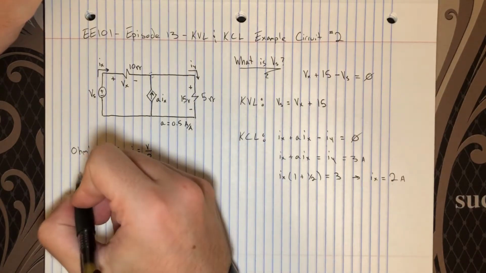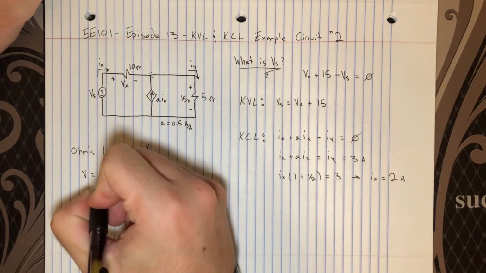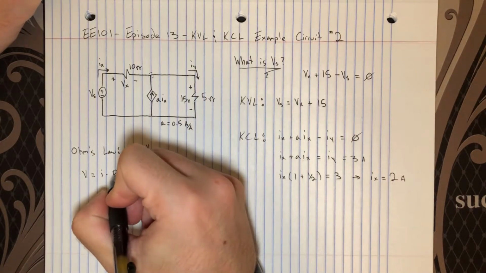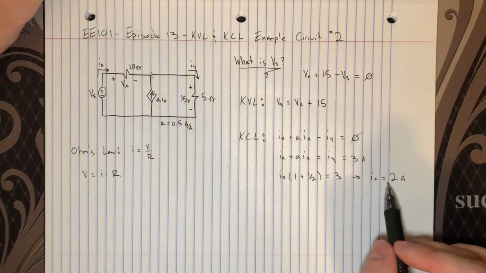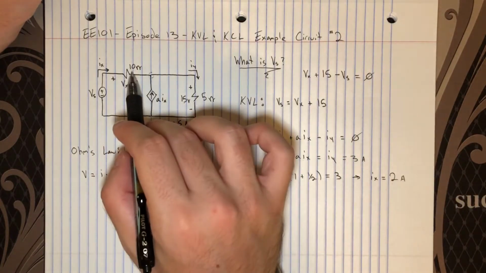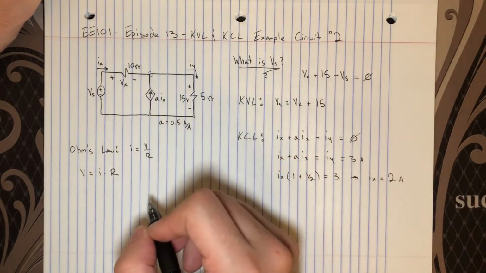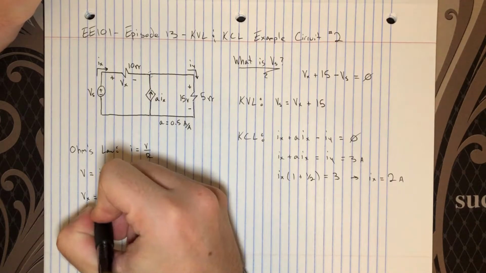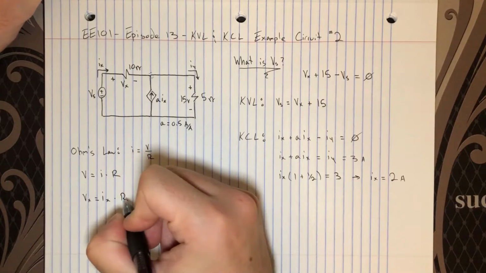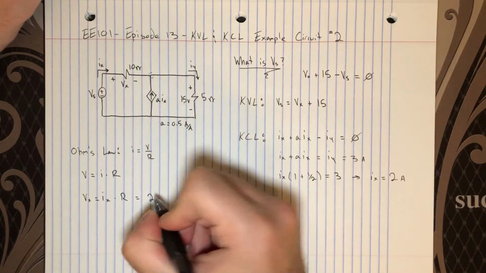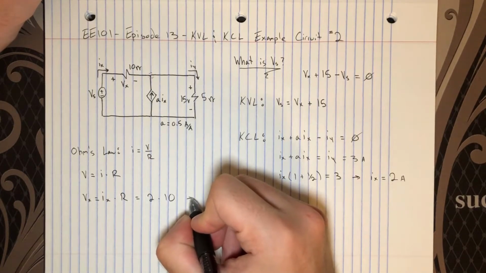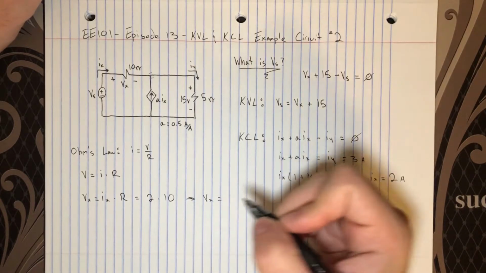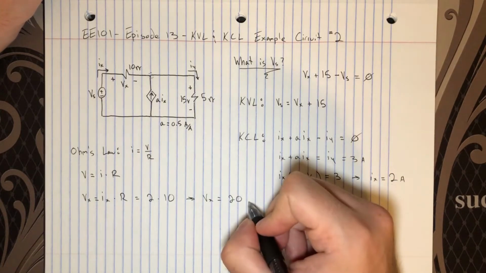Okay, fantastic. Because now that we know IX, we actually know Vx. Another way to write Ohm's law would be that V equals I times R. So given that we know IX is 2 amps, and we know this resistance to be 10 ohms, then we can easily say Vx equals Ix times R equals 2 times 10. So Vx equals 20 volts.